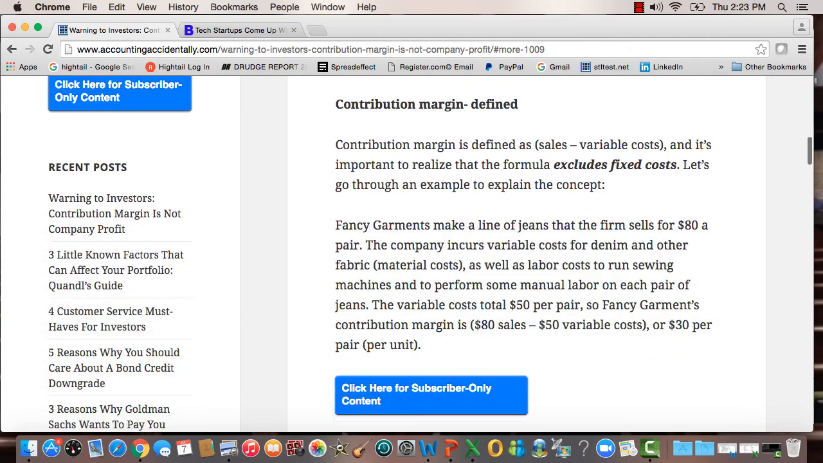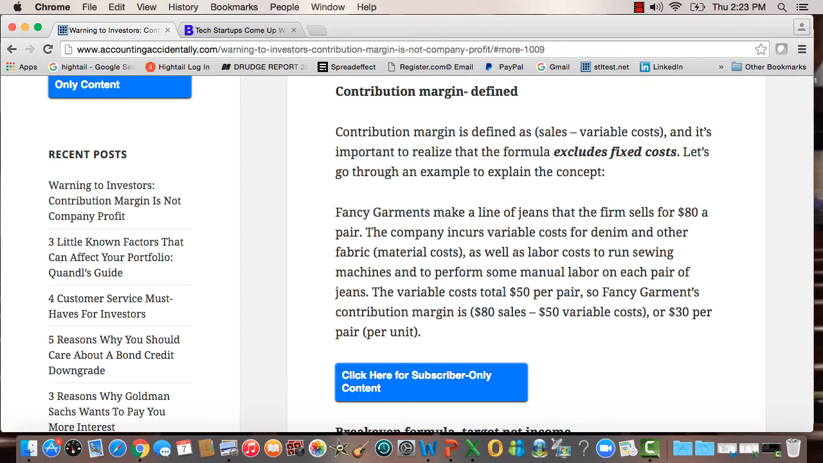So, contribution margin is defined as sales less variable costs, and it's important to understand here that it excludes, in bold, it excludes fixed costs. So here's a simple example. Fancy Garments makes a line of jeans. They sell for $80 a pair. They incur variable costs to buy denim material for the jeans and labor costs to run the sewing machines, perform other manual work. So let's say in this example that the variable costs are $50 a pair. So Fancy Garments' contribution margin is an $80 sale price less a $50 variable cost, or $30 per pair.